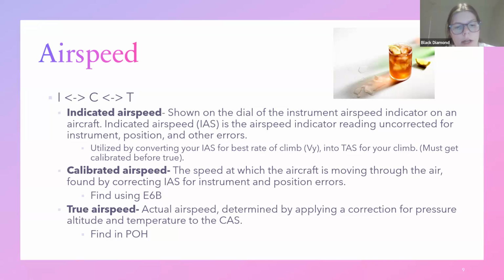Calibrated airspeed is the speed at which the aircraft is moving through the air, found by correcting indicated airspeed for instrument and position errors.